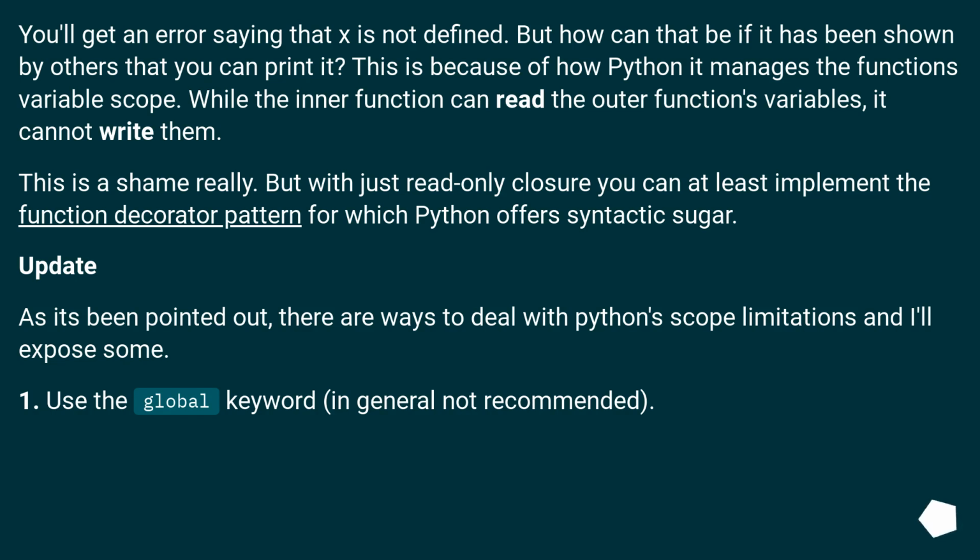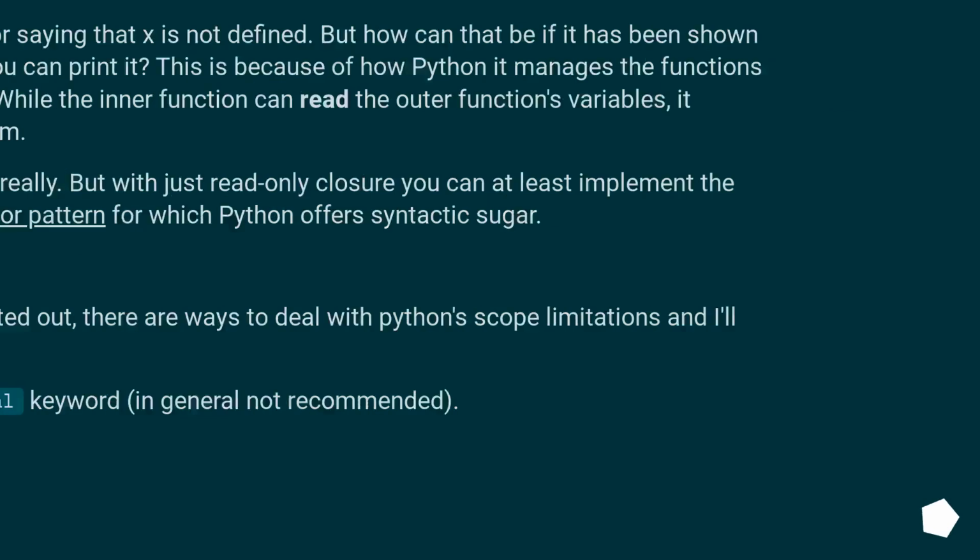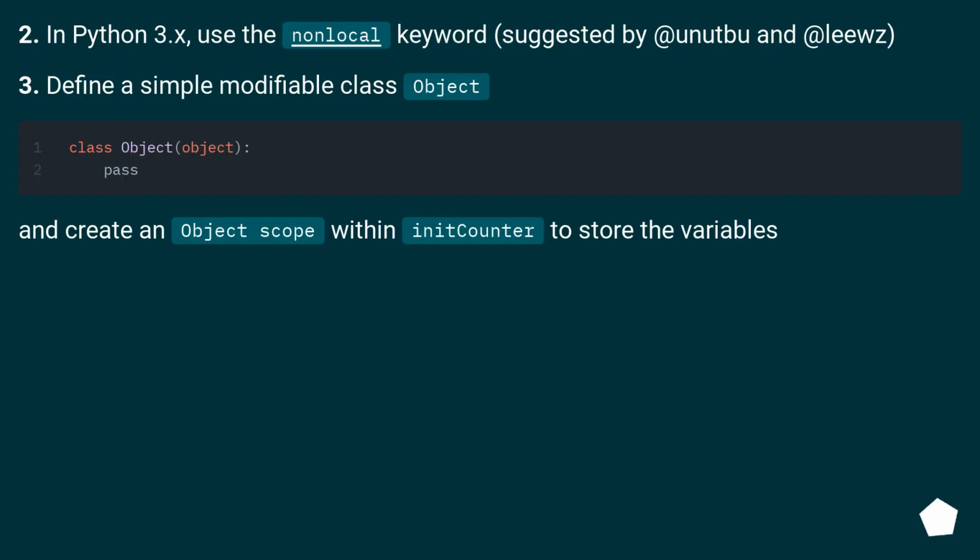Update. As it's been pointed out, there are ways to deal with Python's scope limitations, and I'll expose some. 1. Use the global keyword, in general not recommended. 2. In Python 3.x, use the nonlocal keyword, as suggested by Anutu. 3. Define a simple modifiable class object and create an object scope within the counter init to store the variables.